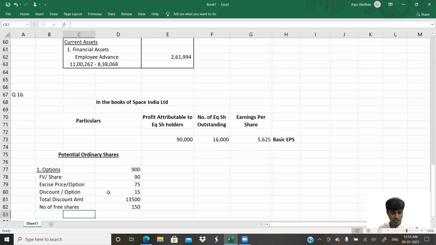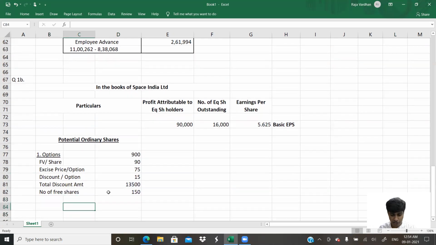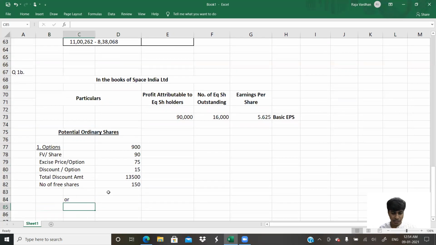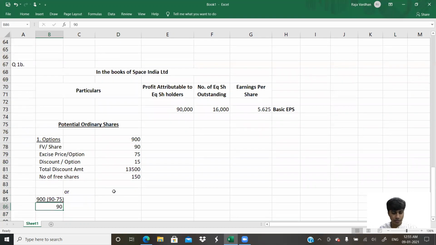If you don't understand this, you can easily write it in a different way. This is how it is usually given in the materials. In the materials, what they do is straight away give 900 multiplied by (90 minus 75), and this whole thing will be divided by 90 per share. So this is how they do it, and it comes down to 150. So this is my way of understanding the logic, and this is how it's printed in the materials. Either of them you can do.